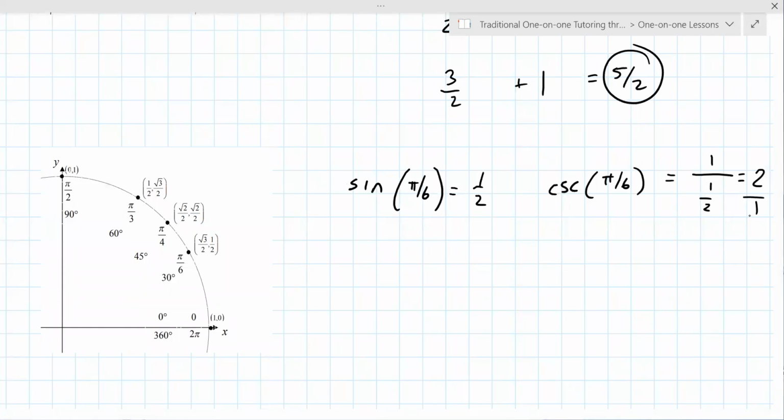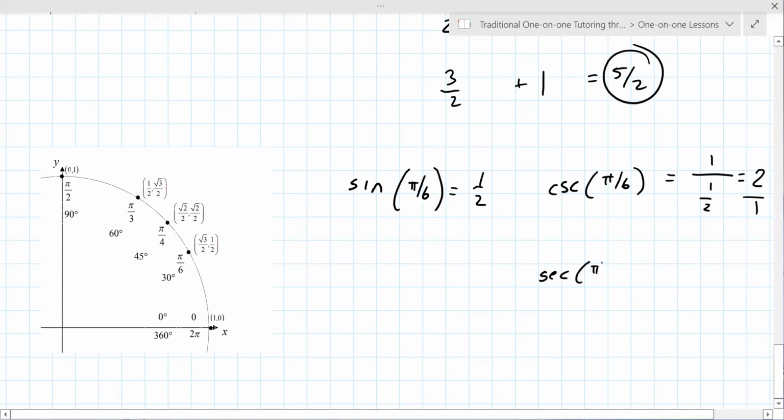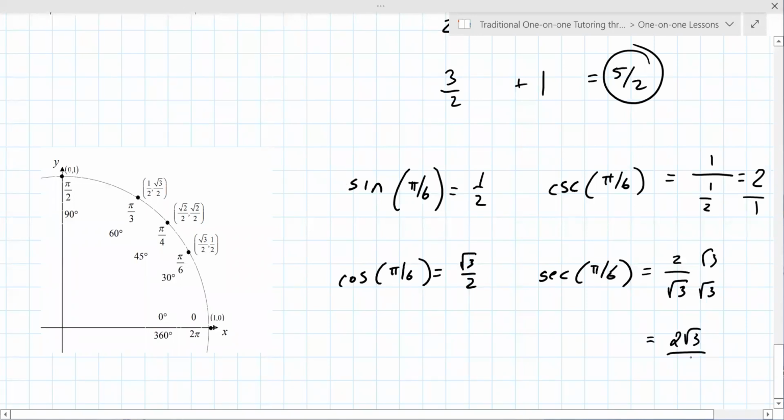Oh, so it's just the reciprocal of. Yes. So secant of pi over 6 is the reciprocal of cosine of pi over 6. So cosine pi over 6 is square root 3 over 2. So secant is the flip of that. It's 2 over the square root of 3. But by now you can't leave it like that. You have to rationalize. You have to multiply the top and bottom by root 3. So it's 2 root 3 over 3.